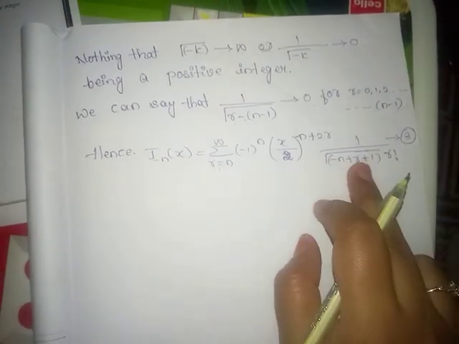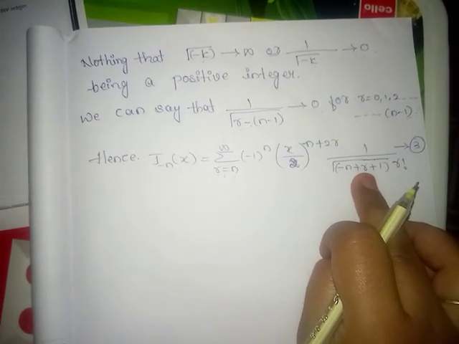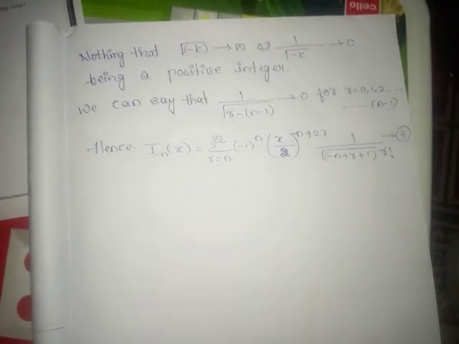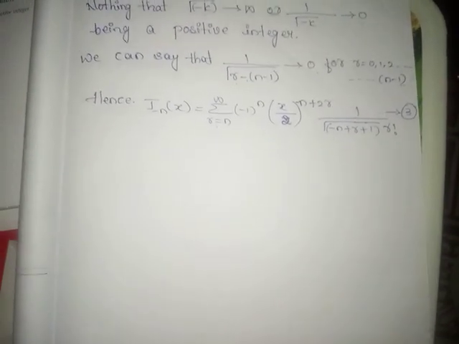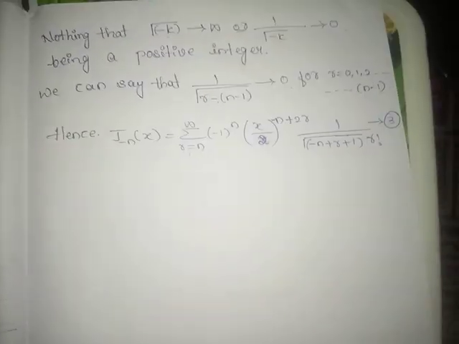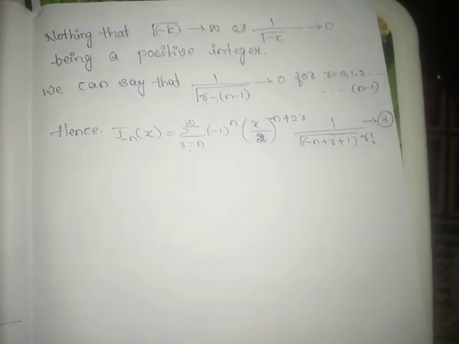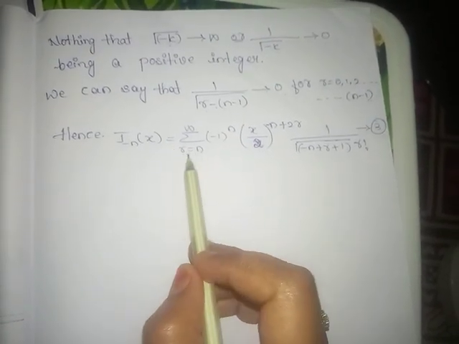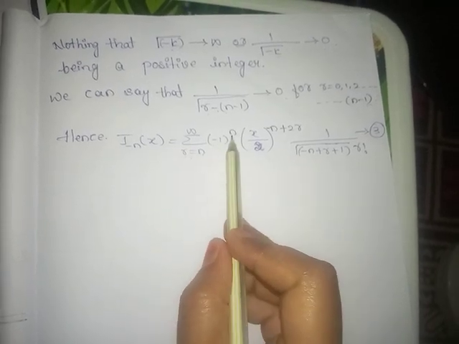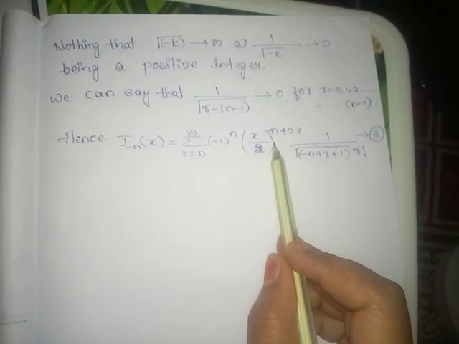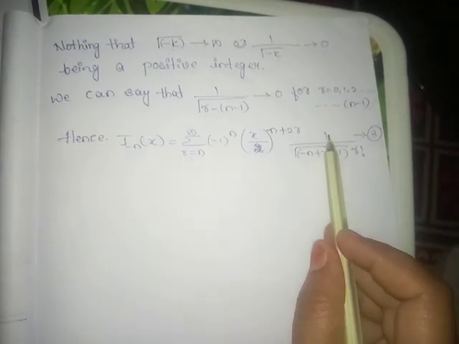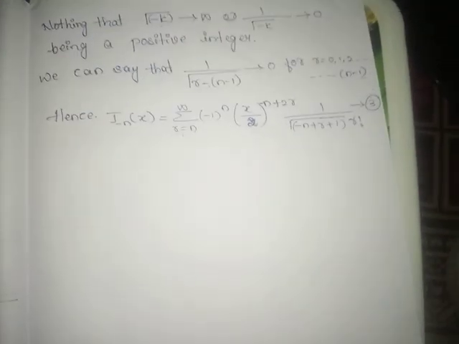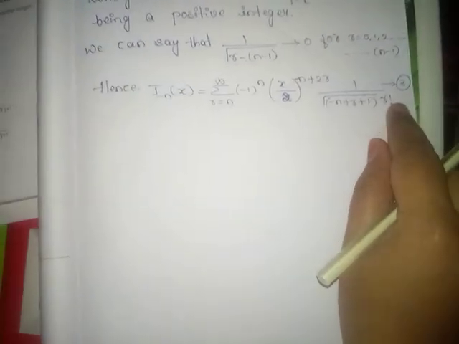From equation 2 we consider this one and rewrite this expression in terms of r minus n minus 1, and then check for what values of r the expression is 0. Again we rewrite equation 2 as j minus n of x is equal to summation r running from n to infinity, minus 1 raised to r, x by 2 raised to minus n plus 2r, 1 divided by gamma of minus n plus r plus 1 into r factorial.